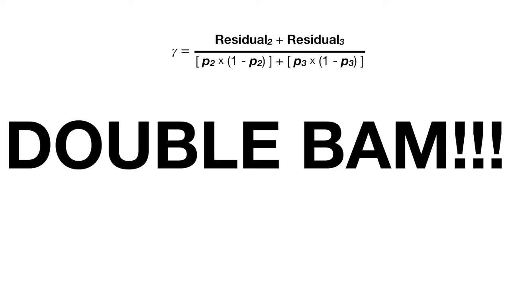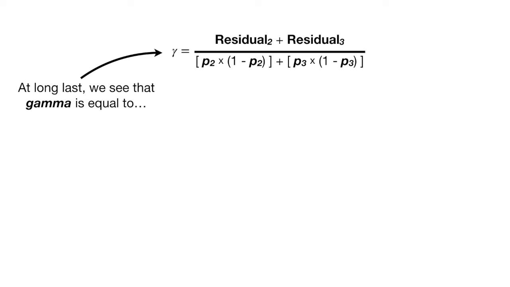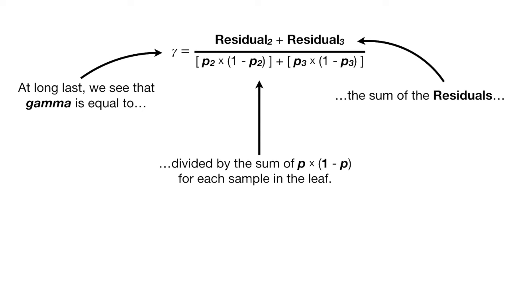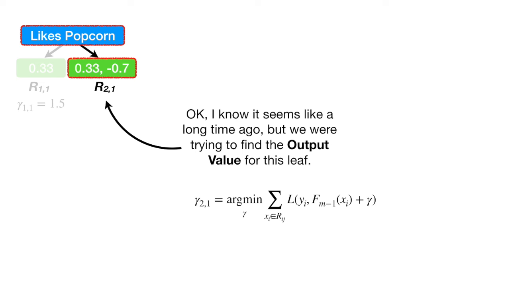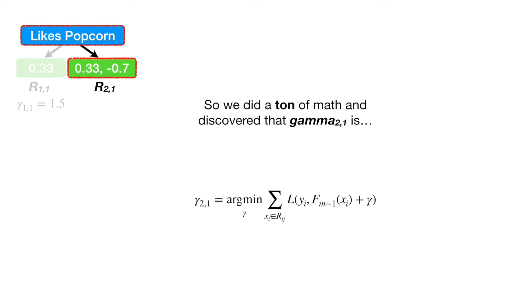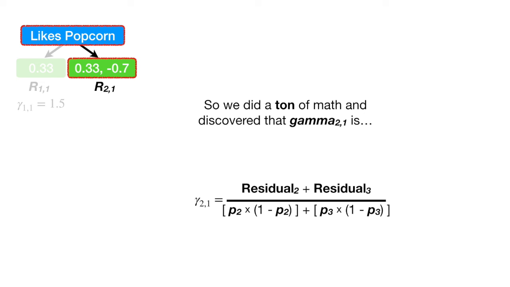Double bam! At long last, we see that gamma is equal to the sum of the residuals divided by the sum of p times 1 minus p for each sample in the leaf. Okay, I know it seems like a long time ago, but we were trying to find the output value for this leaf. So we did a ton of math and discovered that gamma sub 2 comma 1 is the sum of the residuals divided by the sum of p times 1 minus p for each sample that ended up in the leaf.